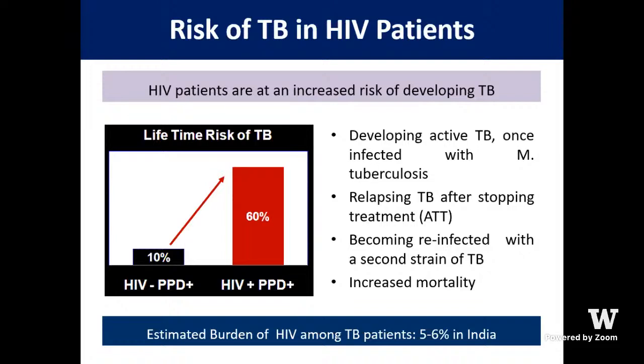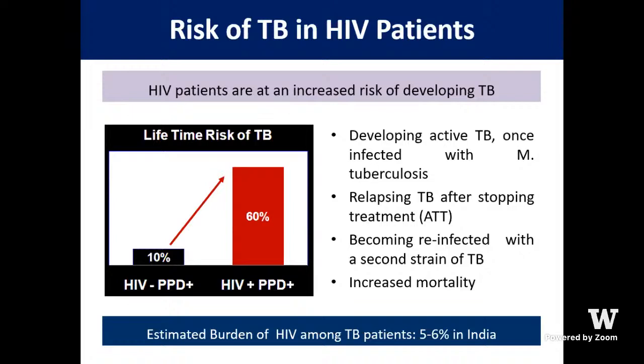If you see both HIV and TB together, the mortality is many times increased; it is a deadly combination. That was why in 1993 or 94, WHO declared a global emergency on HIV-TB, during the time when ART was not available. Both infections together caused a lot of mortality. So that was the time in the 90s. And the estimated burden of HIV among TB patients in India is around 5 to 6%. That figure was found in many of the studies done during the 90s and early 2000s.